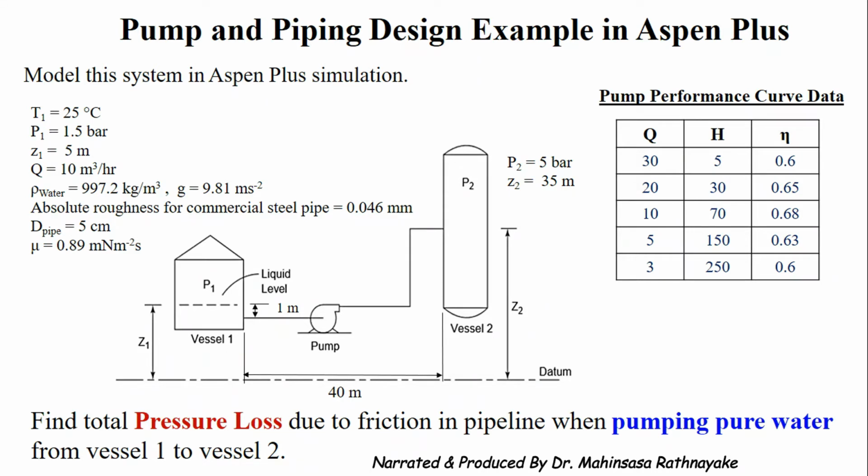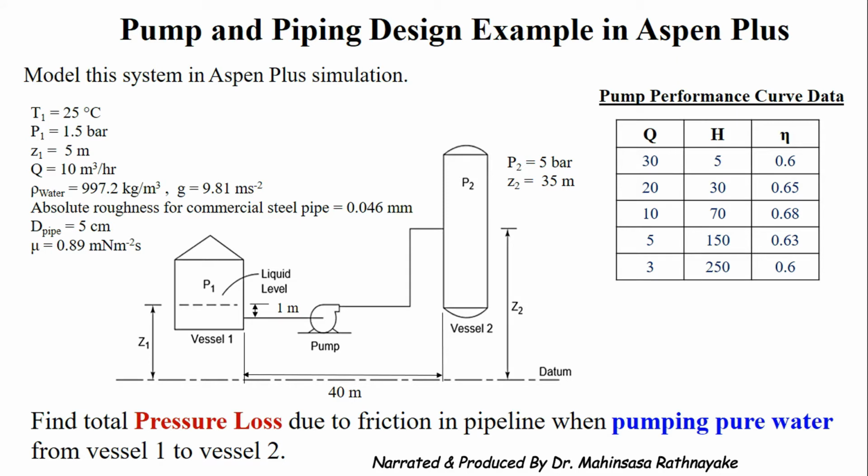So we are going to use commercial steel piping for this application. The absolute roughness for commercial steel pipe is 0.046 millimeters. Inside diameter of pipes is 5 centimeters as selected. The operating temperature is 25 degrees Celsius. So we need to find the pressure loss due to friction in the pipeline.